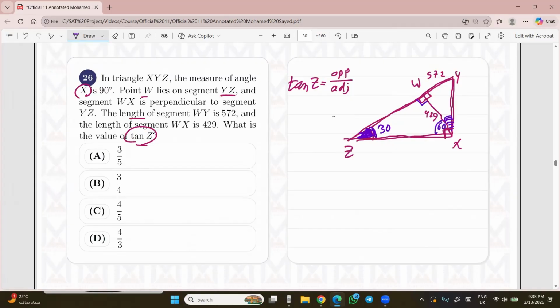But because this total is 90, this will be 30, right? Look at what happened. 30, 30. They are the same.